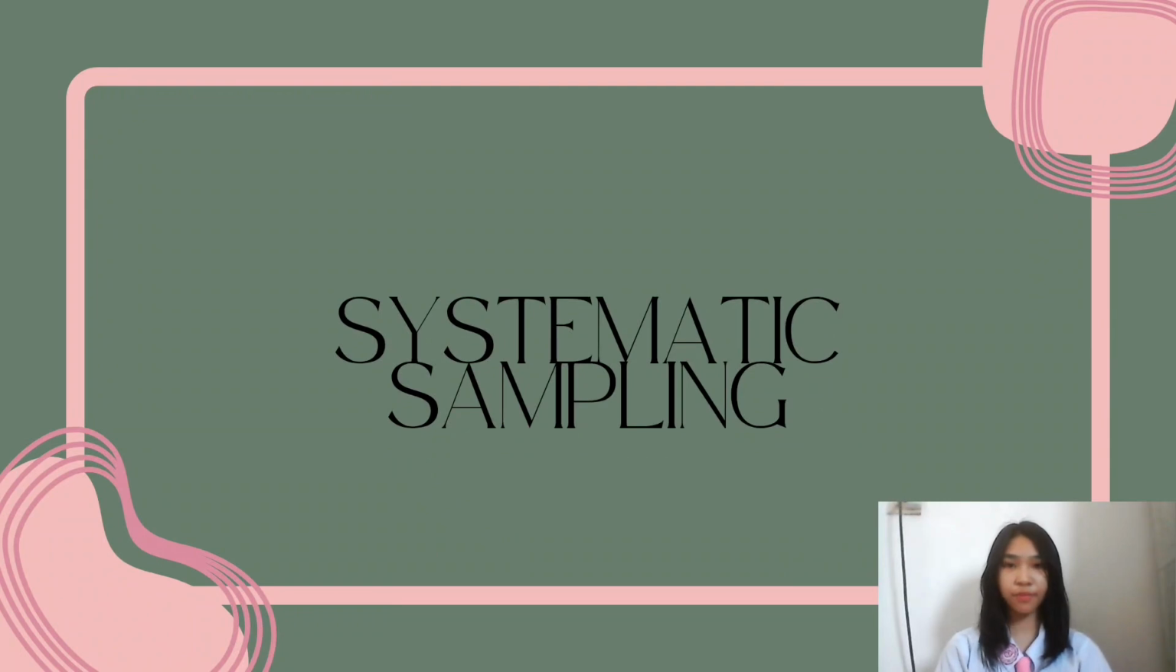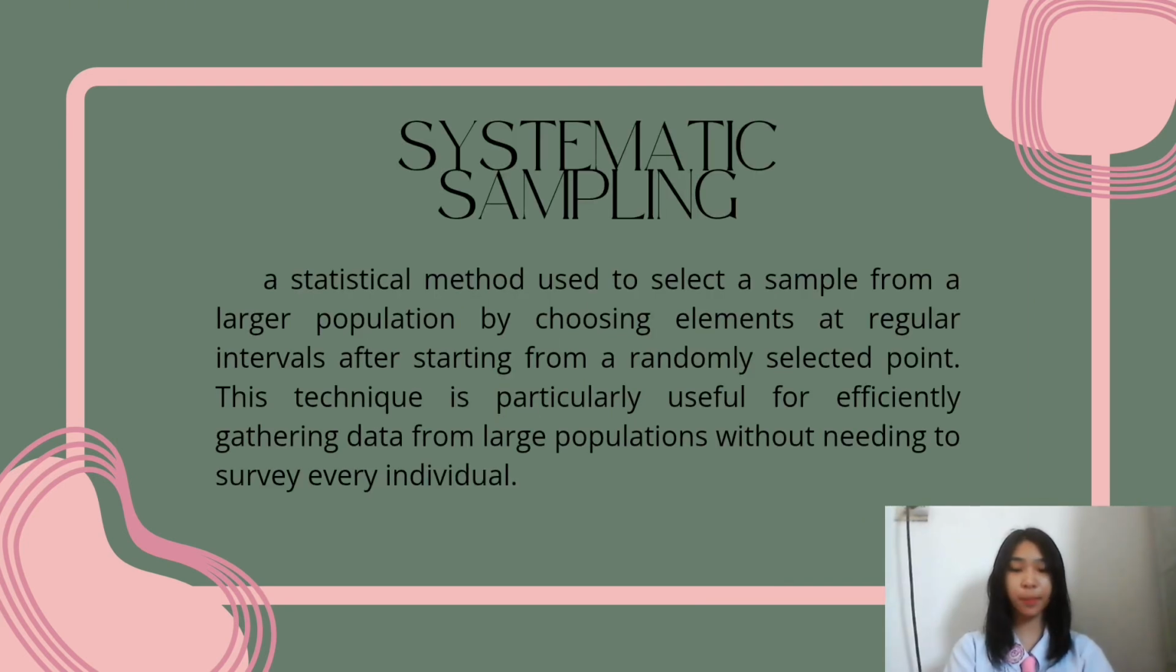Good day, everyone. I'm Fiona Ramos, and today we're going to explore a fascinating statistical method known as systematic sampling. Systematic sampling is a method used to select a sample from a larger population by choosing elements at regular intervals, after starting from a randomly selected point. This technique is particularly useful for efficiently gathering data from large populations without needing to survey every individual.